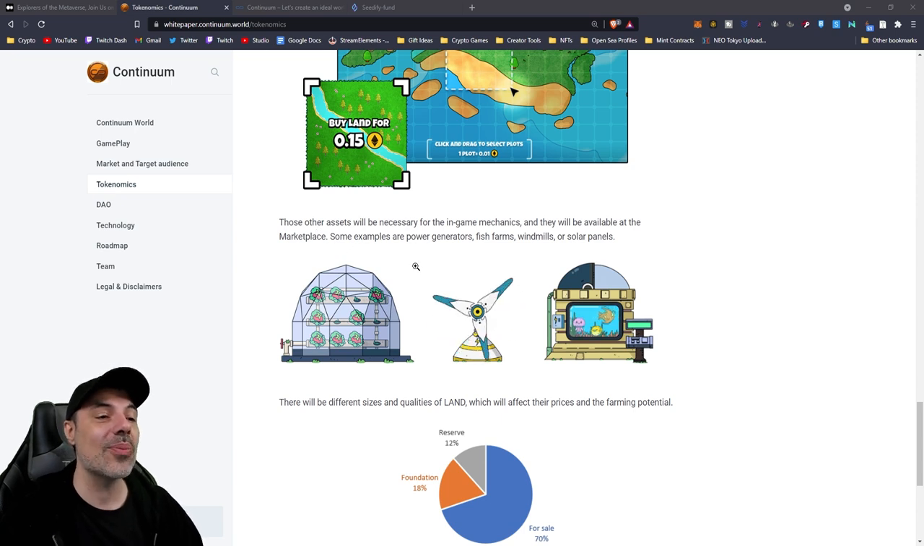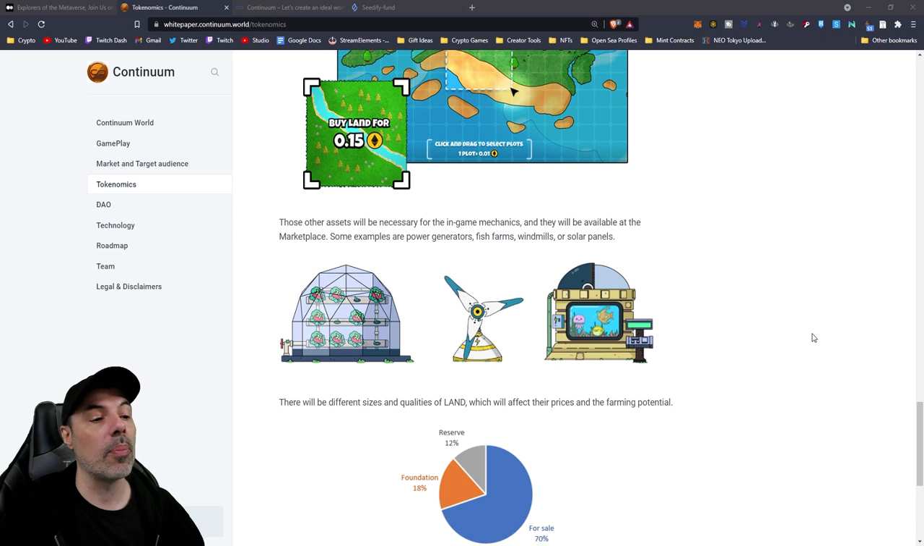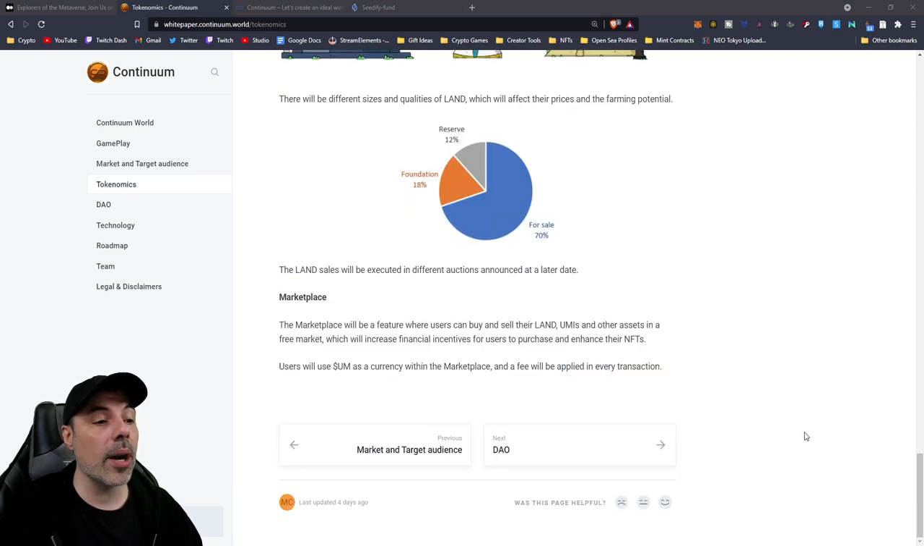The other assets will be necessary for in-game mechanics. They'll be available at the marketplace. Some examples are power generators, fish farms, windmills, and solar panels. There'll be different sizes and quantities of land, which will affect their prices and farming potential. And they'll have a marketplace, which is a feature where users can buy and sell land, UMIs, and other assets in the free market, which will increase the financial incentives for users and enhance their NFTs.